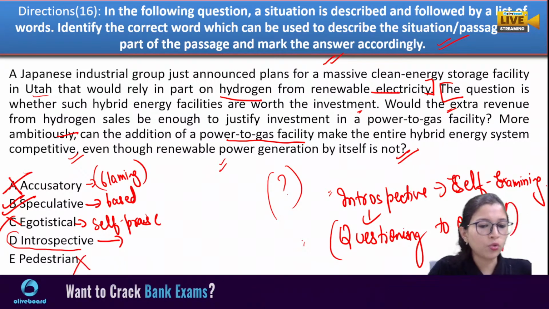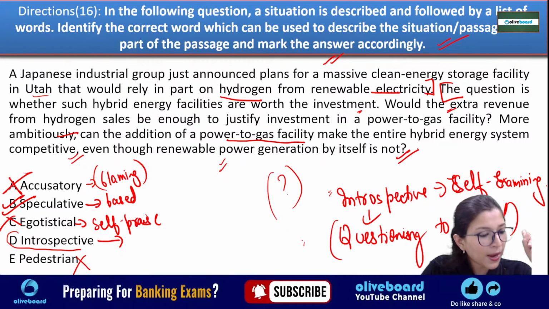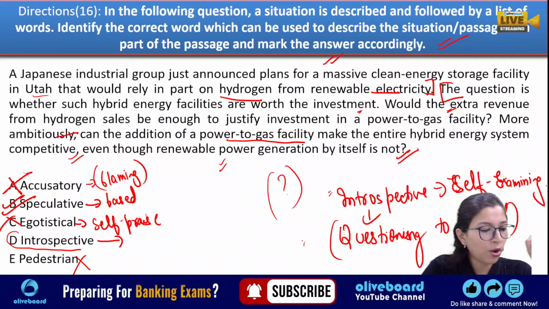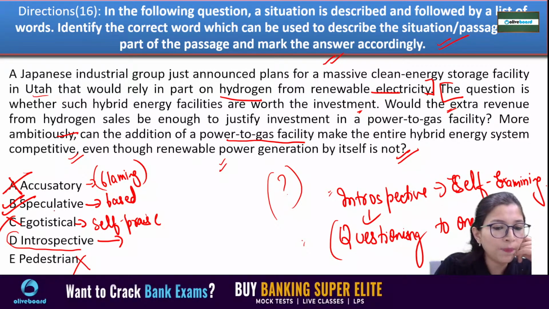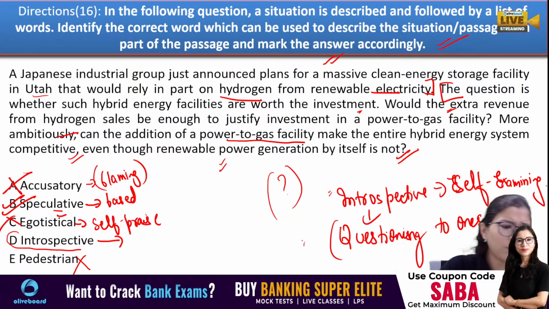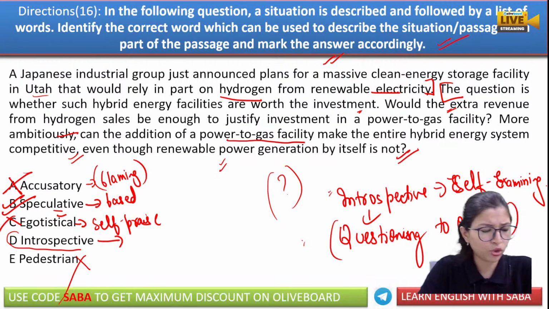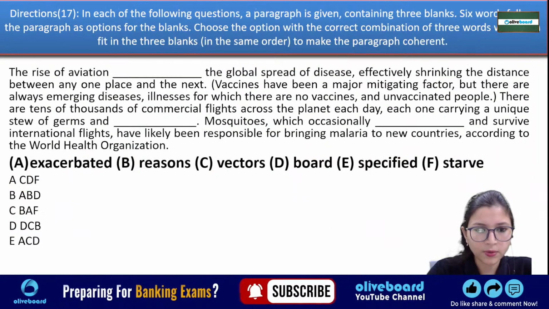And pedestrian, of course, you know. See, the confusion was only between B and D. Maximum of you marked D without looking at the meaning. So D is basically self-examining. So yes, it is only B. Speculative. Okay. Of course, whenever we have the main session, we will bring these questions. Okay. Yes, B सही है बिल्कुल. Well done.